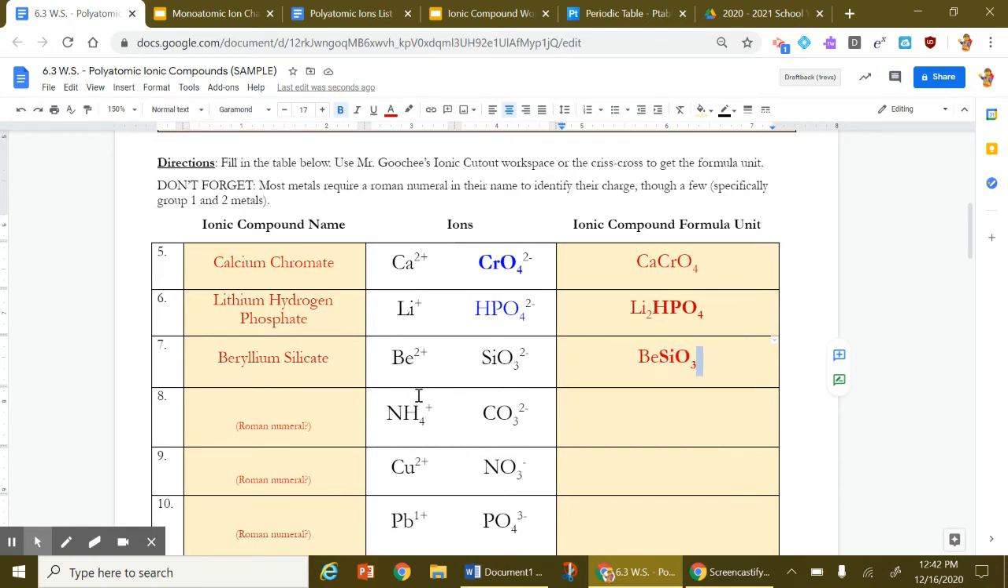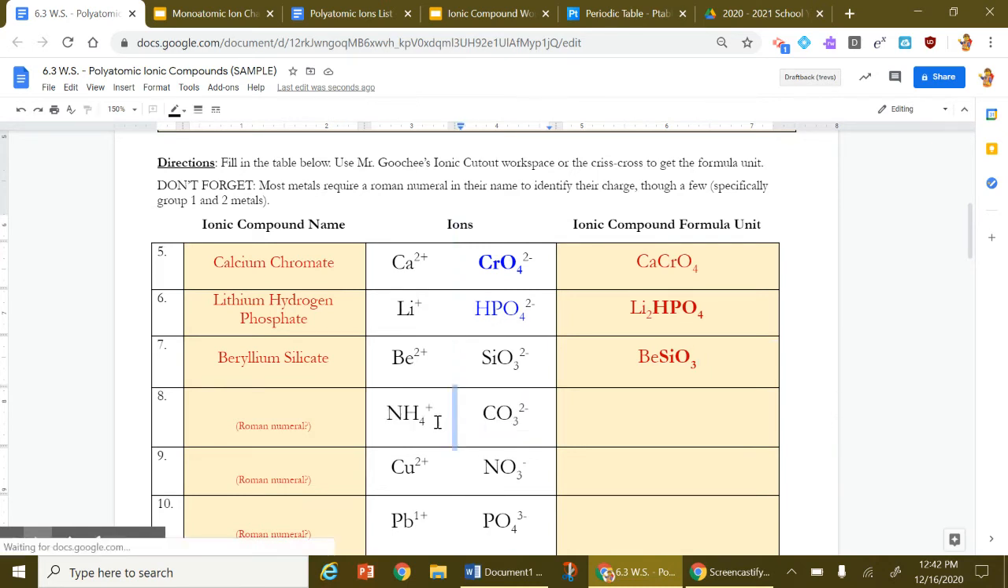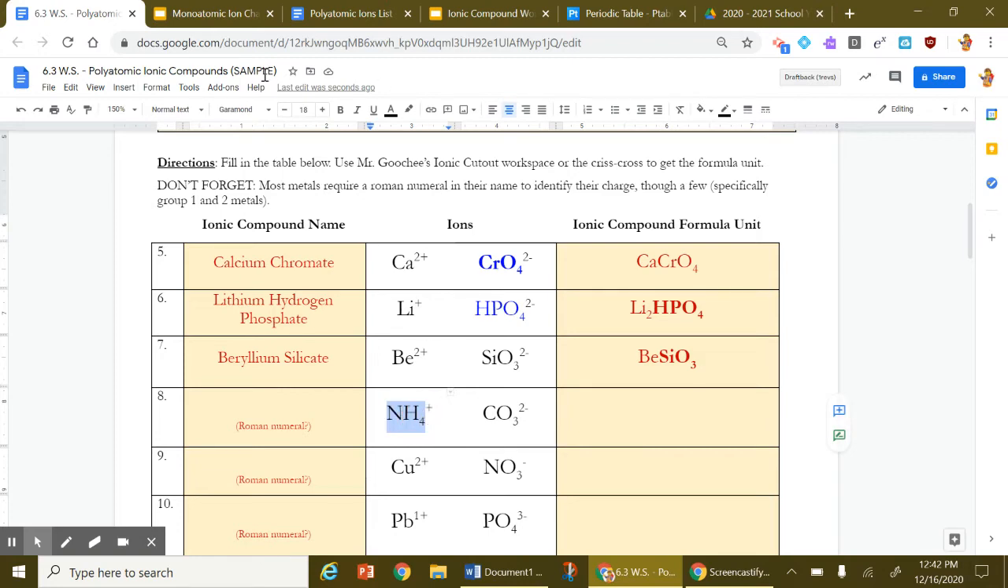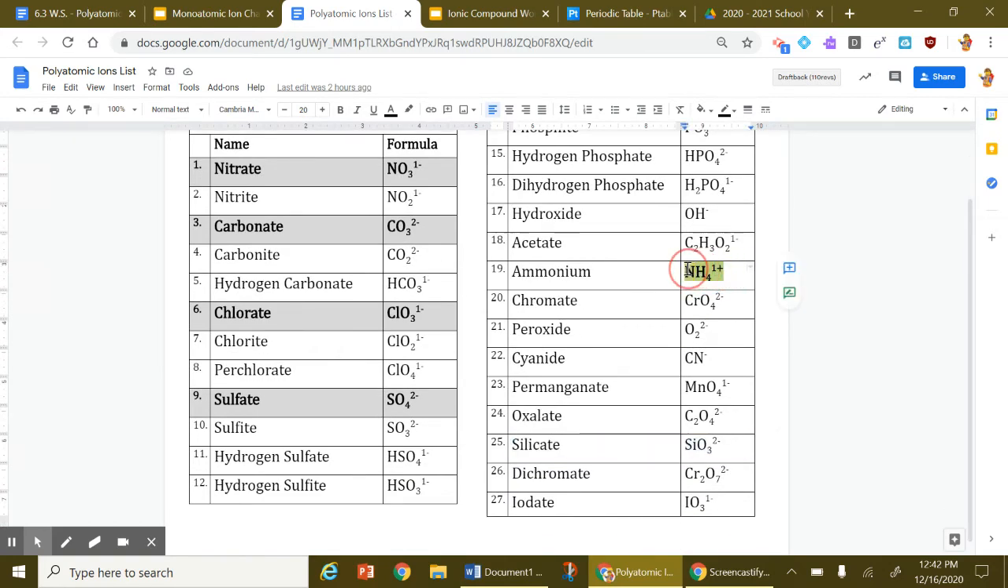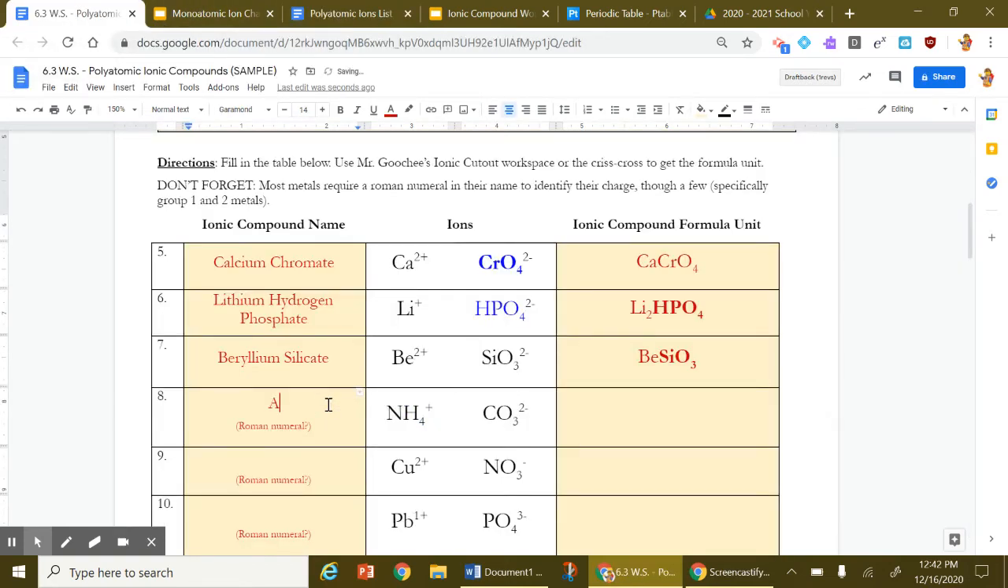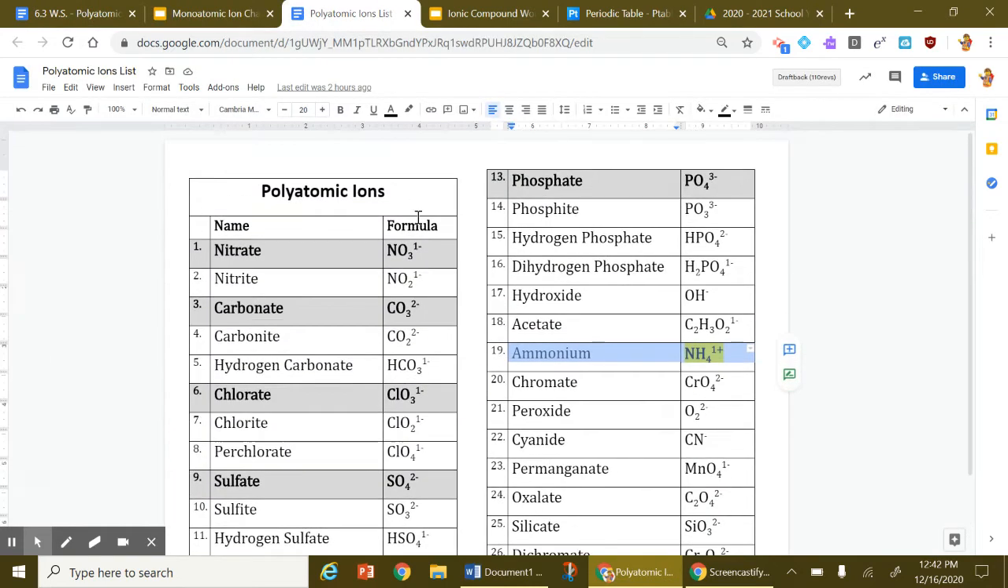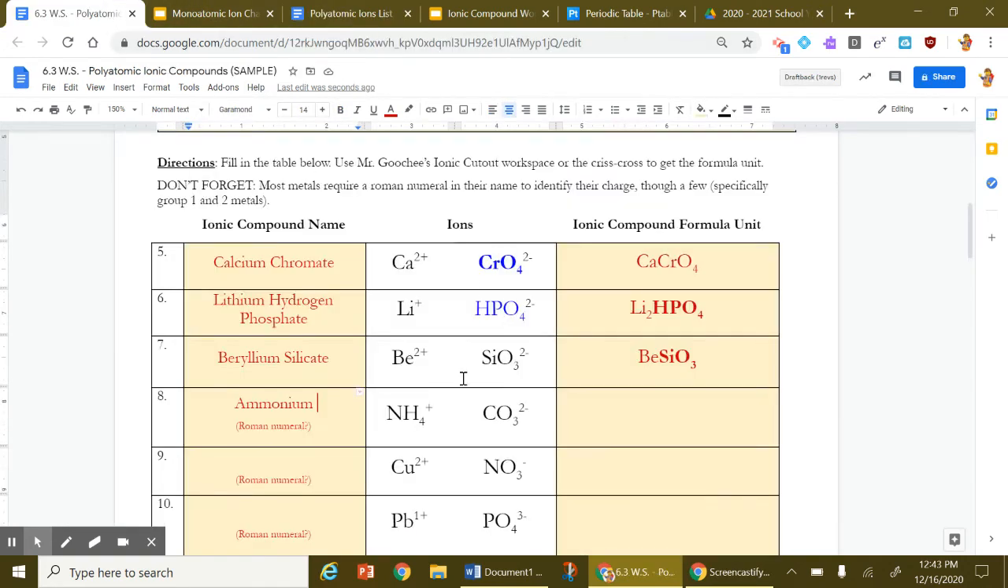Next up, here we go. NH4 with a +1 charge, and CO3 2 minus. Well, this is tricky because these are both polyatomic ions. What is NH4? I go to the polyatomic ion list. NH4, here it is. It's the only positive polyatomic ion. It's ammonium. And CO3 2 minus, that's carbonate. So this is ammonium carbonate, okay? No Roman numerals. We know the charge of ammonium.